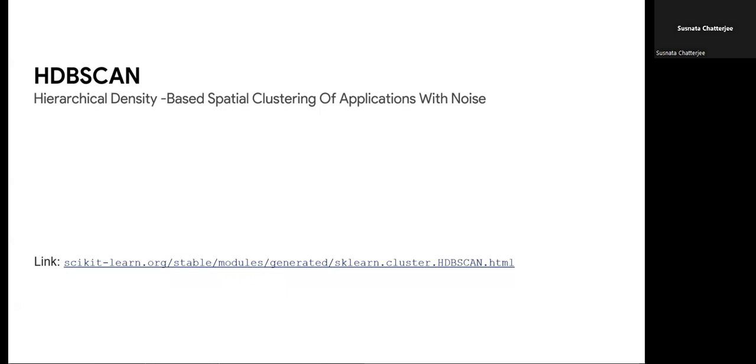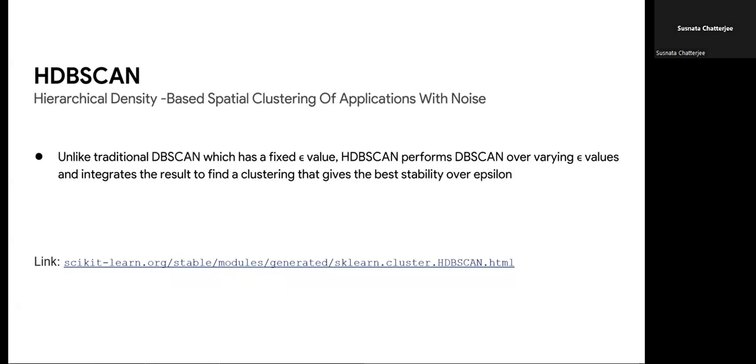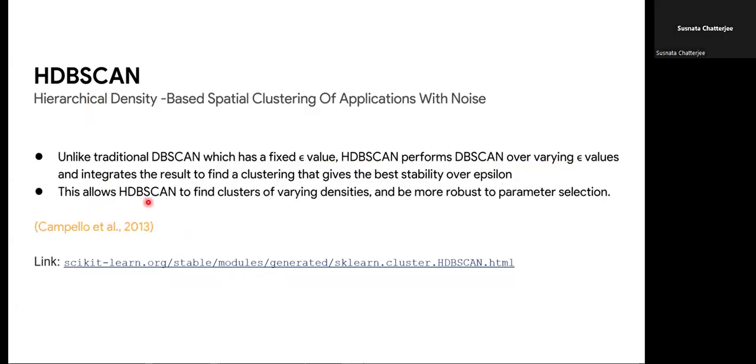HDBSCAN. HDBSCAN is hierarchical DBSCAN. We are not going into detail, but if you want to know more about it, consider looking through the documentation. Unlike traditional DBSCAN, which has a fixed epsilon value, HDBSCAN performs DBSCAN over varying epsilon values and integrates the results to find the clustering that gives the best stability over epsilon. This allows HDBSCAN to find cluster members of varying densities and be more robust to parameter selection.